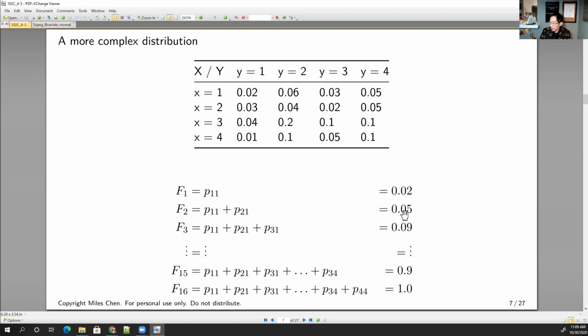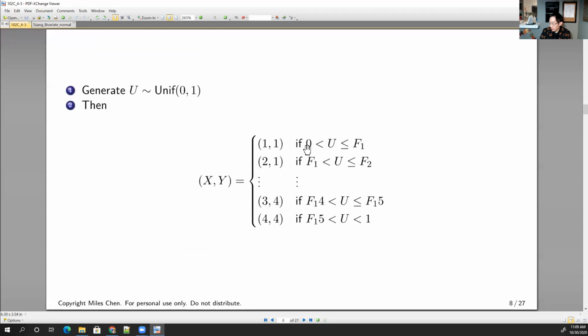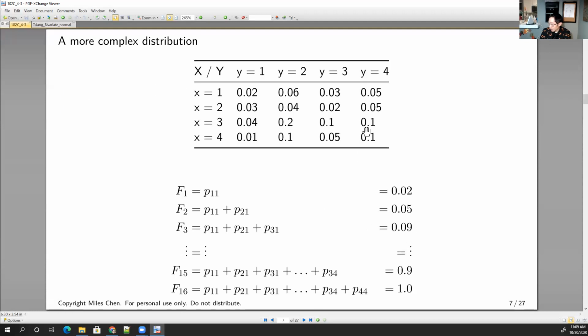If the random u ends up being between 0.05 and 0.09, then it's going to correspond to x is 3 and y is 1. Okay, and we fill that out until we get to the end. Sorry, I messed up my LaTeX here, but if our last value ends up being between 0.9 and 1.0, then that will correspond to the values x is 4 and y is 4.